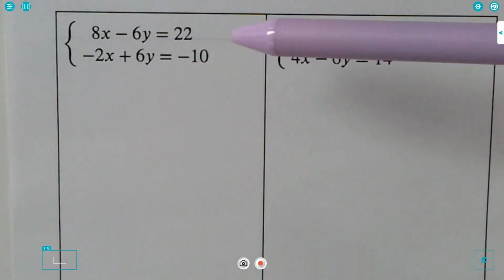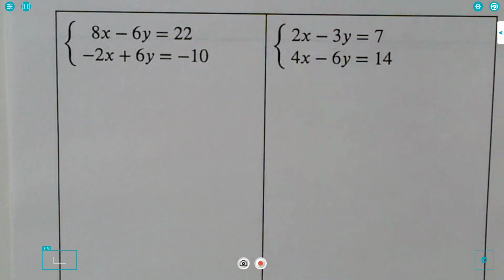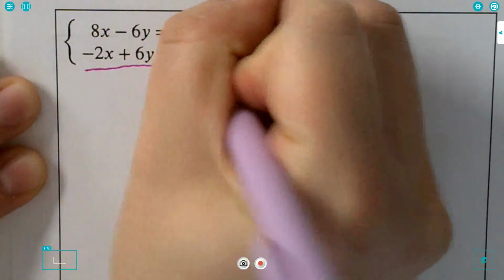So this is how elimination works. We are going to take these 2 equations and we are just going to completely combine them together. Combine our x's, combine our y's, combine our constants. So we literally are going to just add straight down like a 3rd grade multiplication problem.